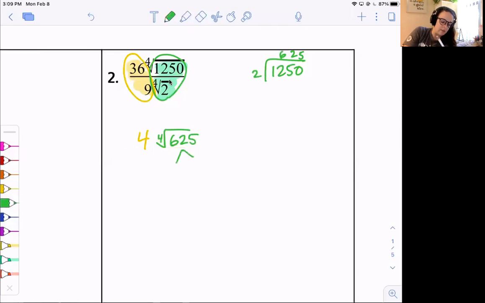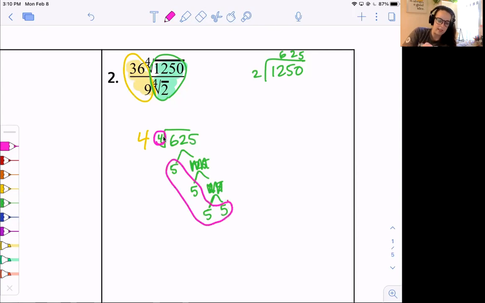So I'm going to have 625. I know it's 5 and 125. You could just divide the first until you find the right one. 5 and 25. This is 5 and 5. So I'm looking for 4 of a kind, right? So since I have an index of 4, I need 4 of a kind.